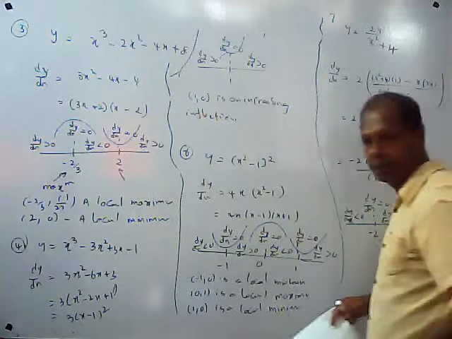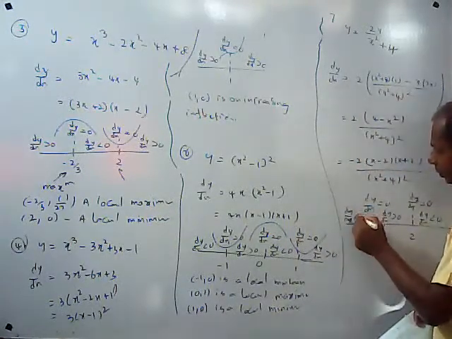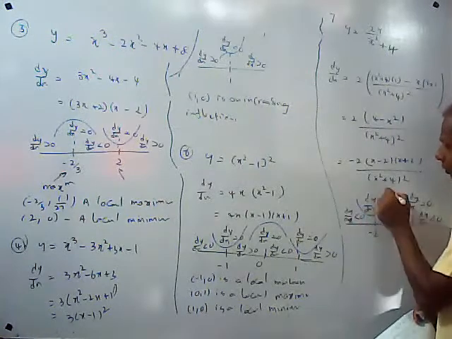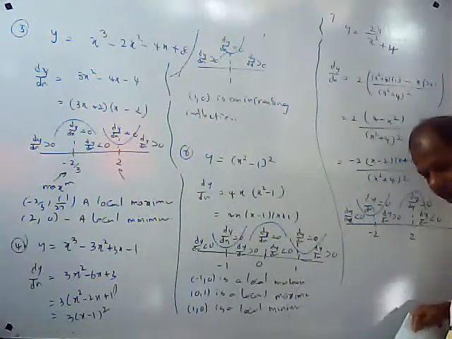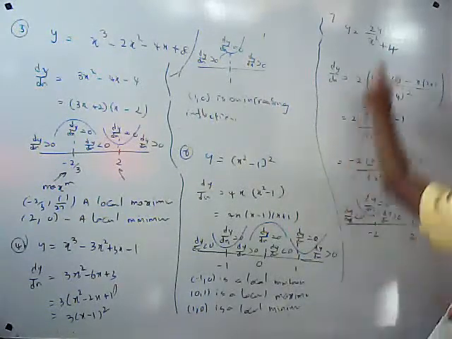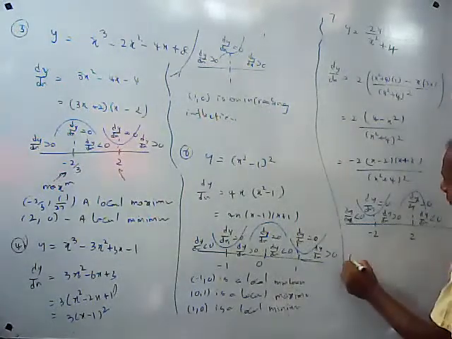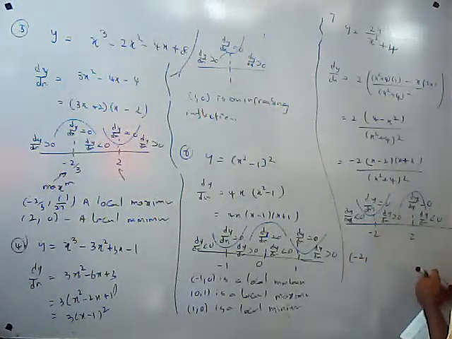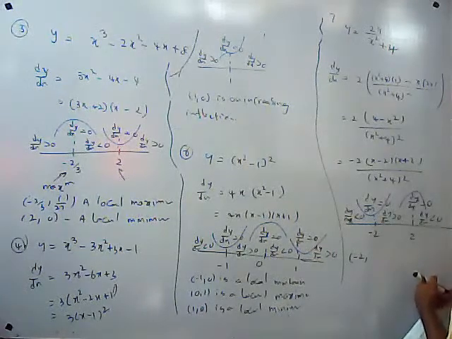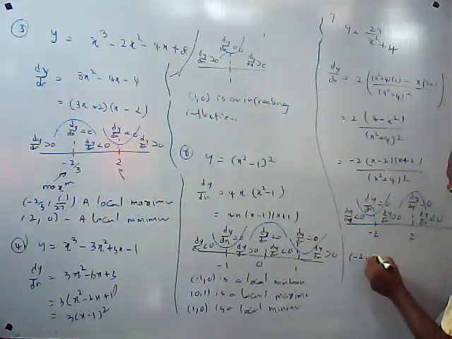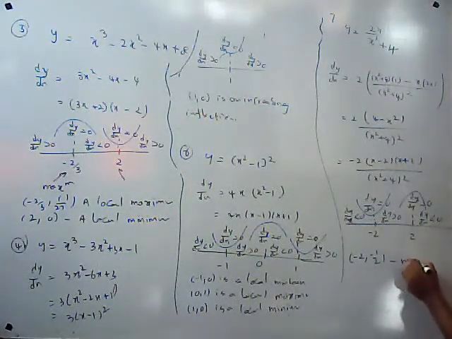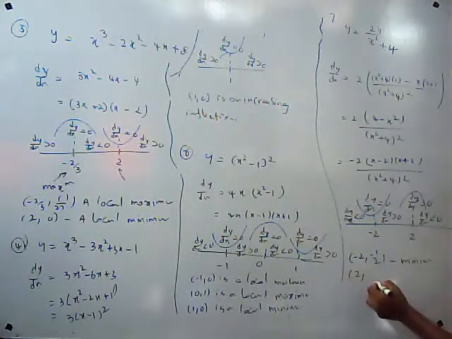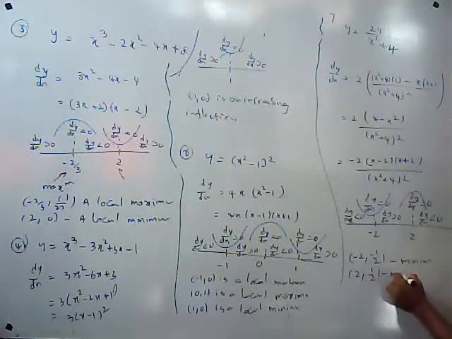So it goes like this: at minus 2, minus to plus, it's the local minimum; plus to minus, the local maximum. Since at minus 2 the y value is minus 4 over 8, minus a half. At minus 2, minus half, a local minimum. Then at 2 and plus half, a local maximum.